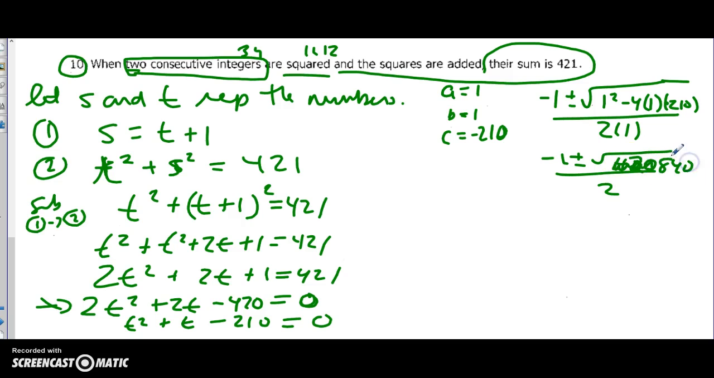Holy cow. It's Friday. Actually, it's Thursday, but it feels like Friday. 840. 4 times 1 times 210 is 840. Anyway, I'm going to keep going here. So I'm trying to get my answer here, and that's t is equal to all this stuff here. T is equal to minus 1 plus or minus the square root of 840.